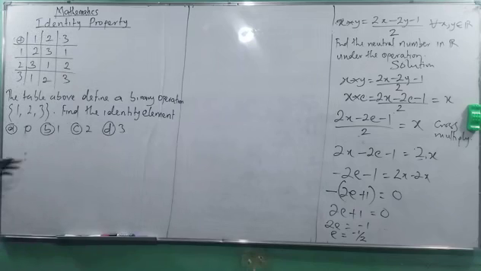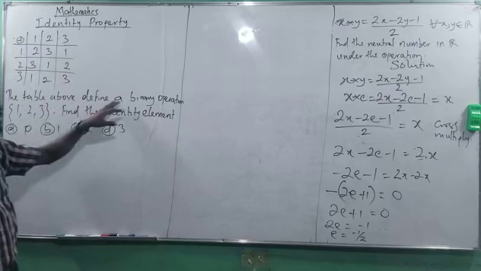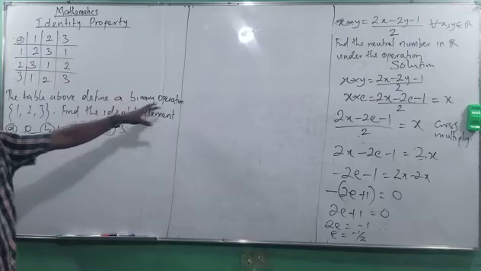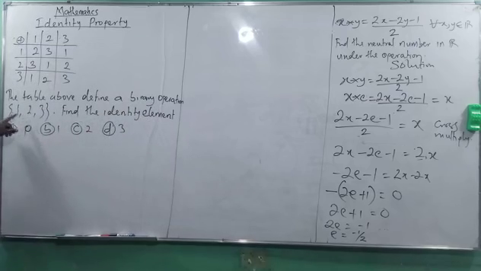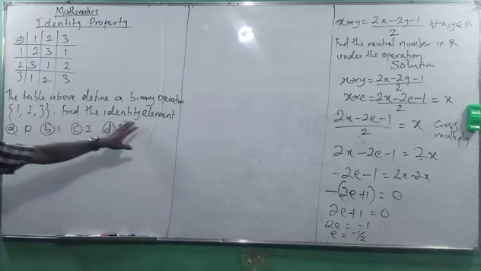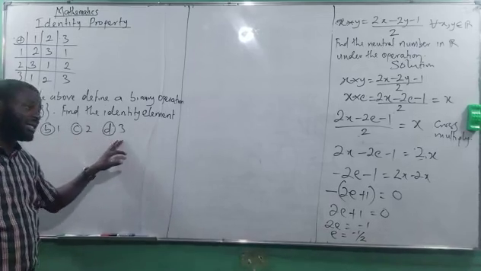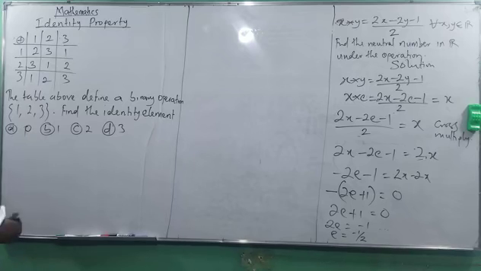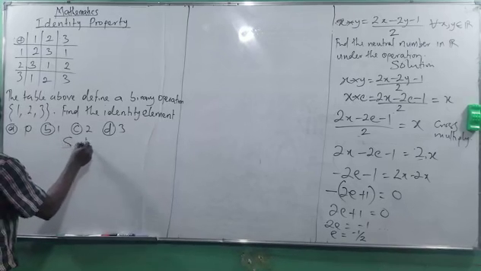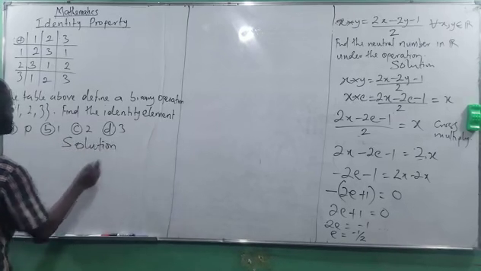Now, the table above defines a binary operation. This is an operation, which is 1, 2, 3. Find the identity element. A is 0, B is 1, C is 2, D is 3. Now, let's see how we are going to find the identity element on this table.